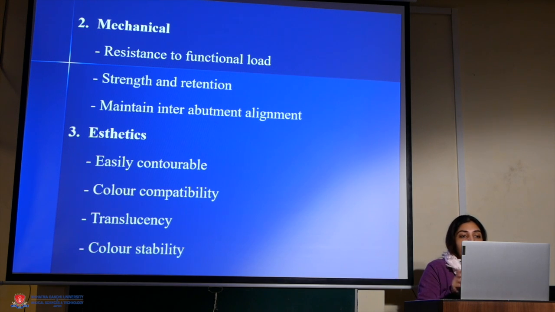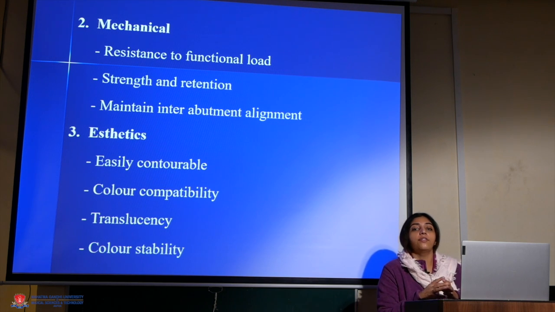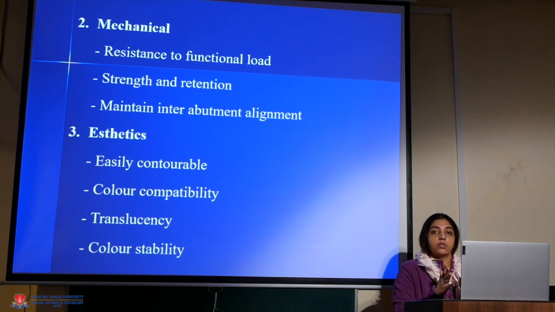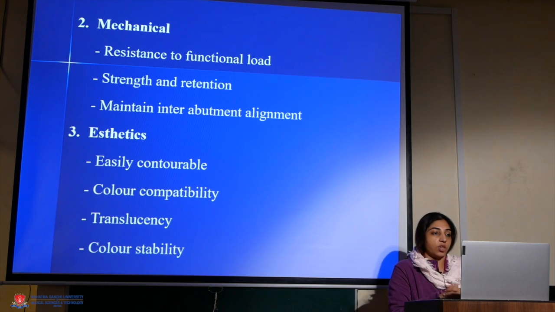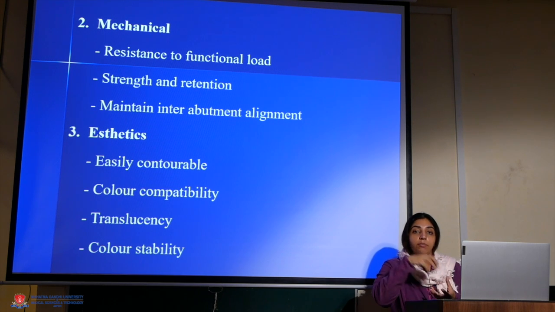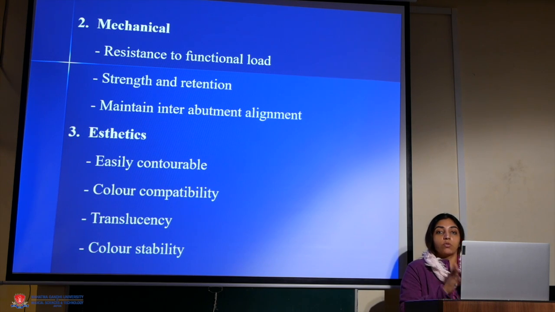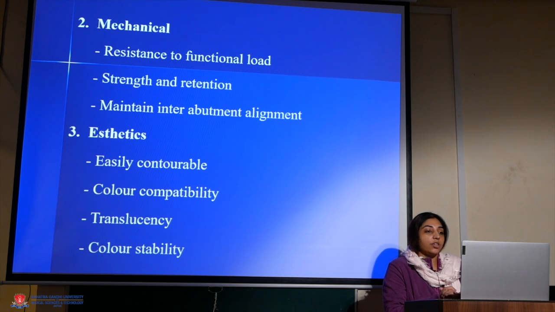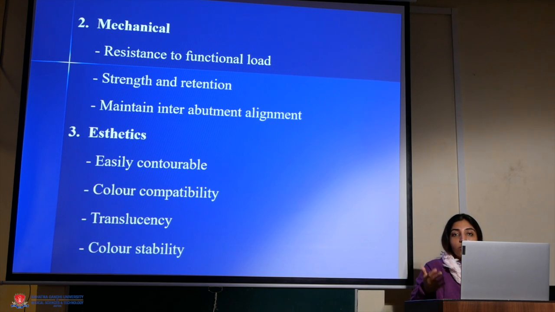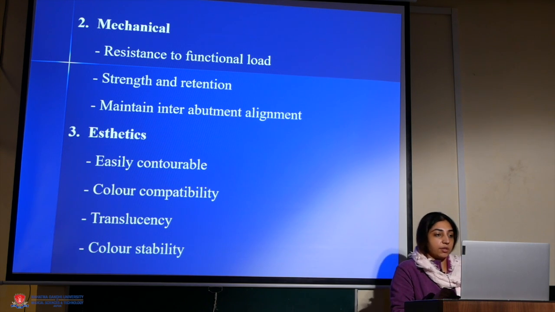Let's see what its mechanical requirements are. First and foremost, it needs to be resistant to functional load. It means it should have the required compressive strength. Whatever materials we are using should have good mechanical properties so that they are absolutely resistant to the occlusal forces which are coming. So they need to have good strength. They should be retentive. Even though they are temporary, it should not be that the provisional restoration is coming out every second or third day. So it should be well retentive. And it should maintain the intra-abutment alignment, which we have already spoken about. So when it has good contacts, it is going to maintain a very good alignment of the abutment teeth.